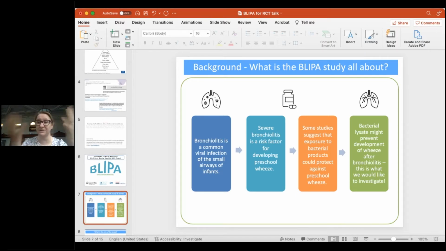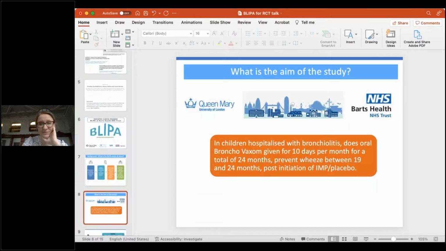So the question that the group took to the funders was, okay, we want to see if bacterial lysate prevents preschool wheeze at a certain age. And this is a multi-site study, so it had lots of collaborators, researchers that are very high up and have been doing lots of research in the respiratory world. The aim of the study sounds like not very many words, and it's basically what I've just described.